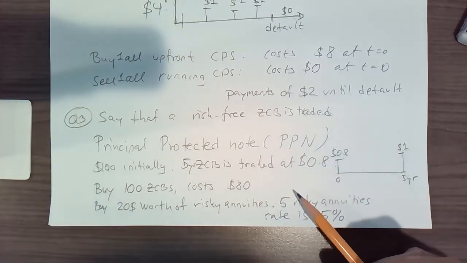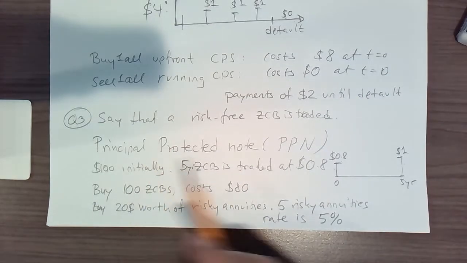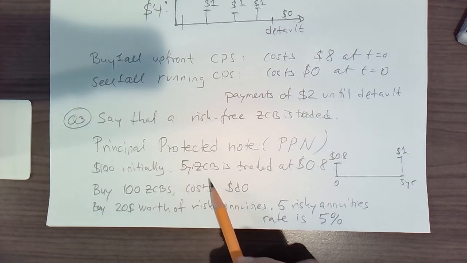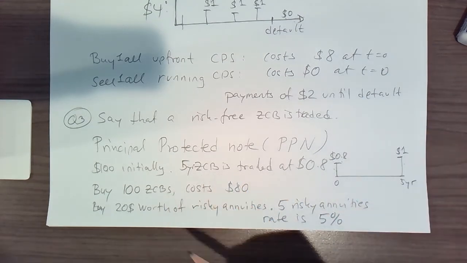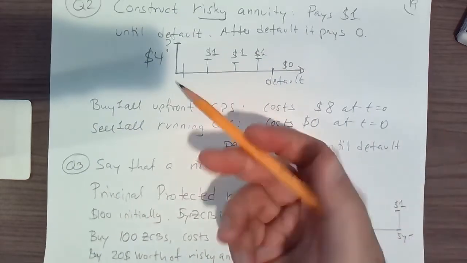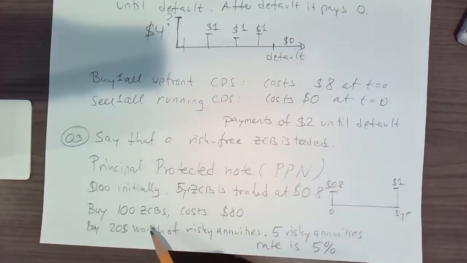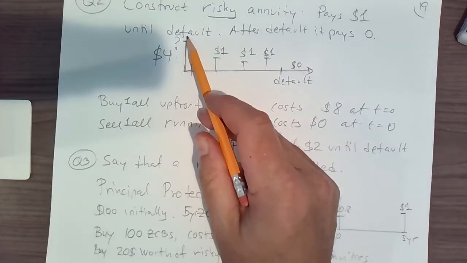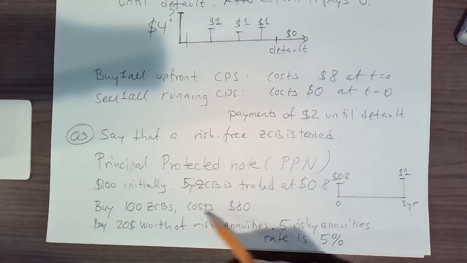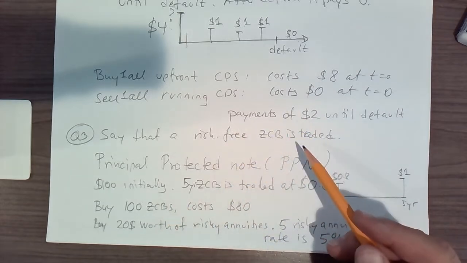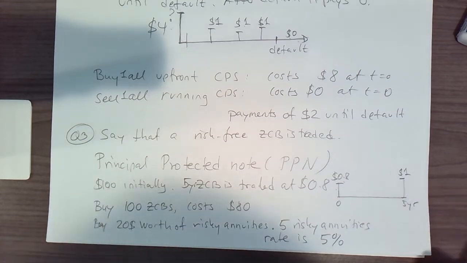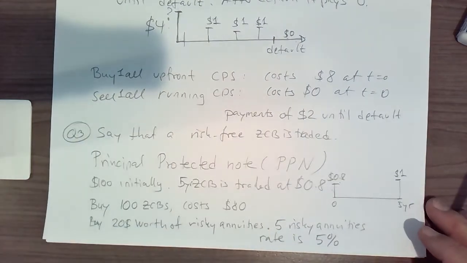So in such a world, you get $100. You want to protect the $100, so you get the $100 back at the end. You do that simply by investing in risk-free zero coupon bonds, so US treasuries. And that leaves you with $20 you can put at risk, and you just buy risky annuity. If you put $20 into this structure here, then we have a 20 here, then you have 5, 5, 5, 5. So it'll pay a rate of 5% on the 100 up until default. And then, of course, you have to wait until the end and you get your principal fully back. So that's a principal protected note.